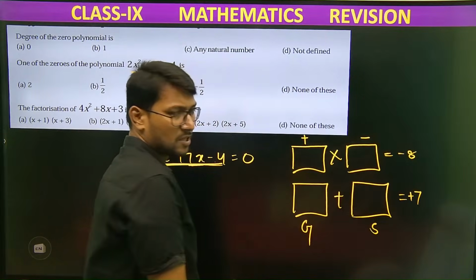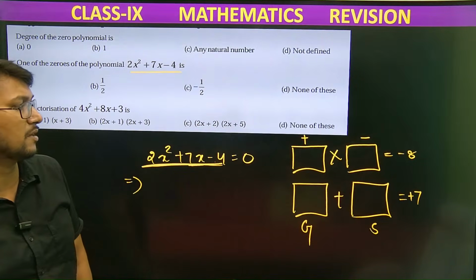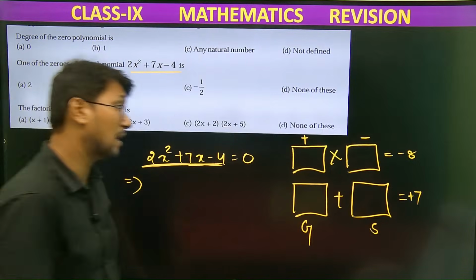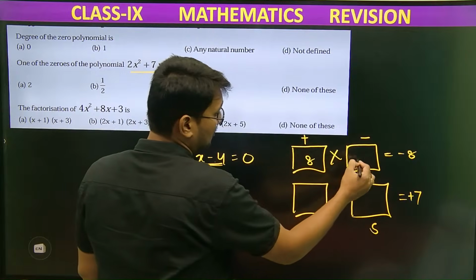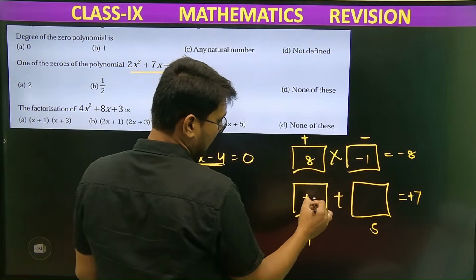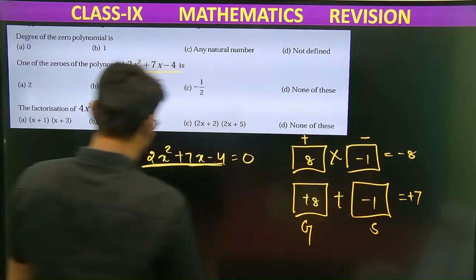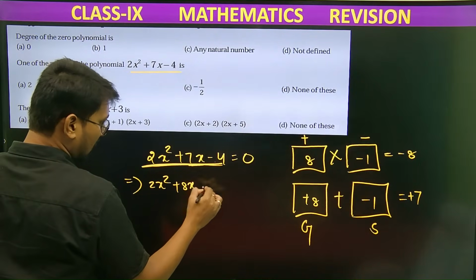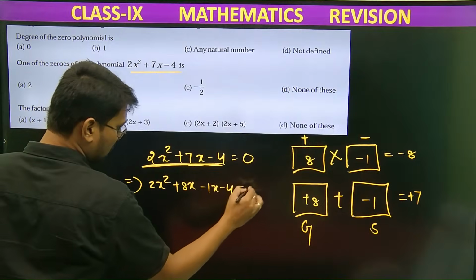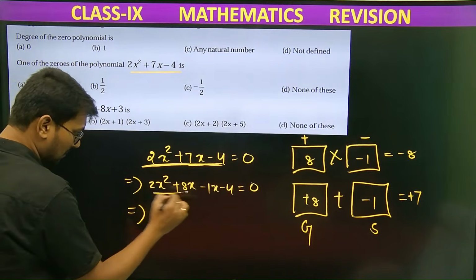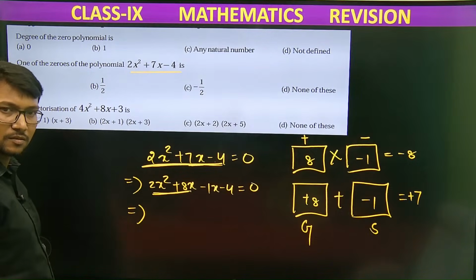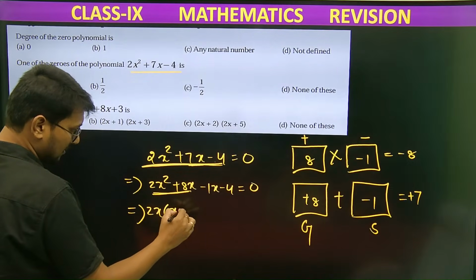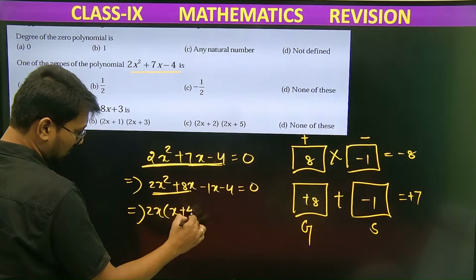8, what is the number? Plus 8 and minus 1, children. Plus 8, minus 1. Now this would be 2x square plus 8x minus 1x minus 4 equals 0. Hence, what is common from these two? Tell me. 2x is common, so left is x plus how much?